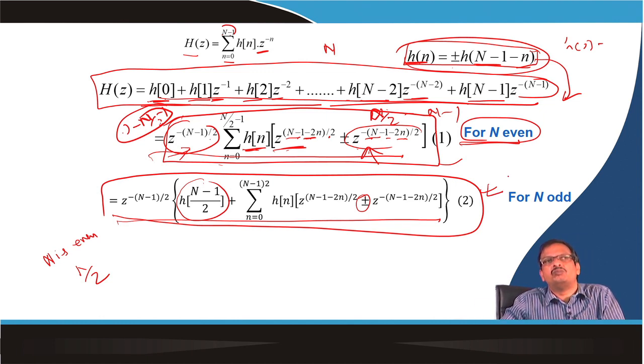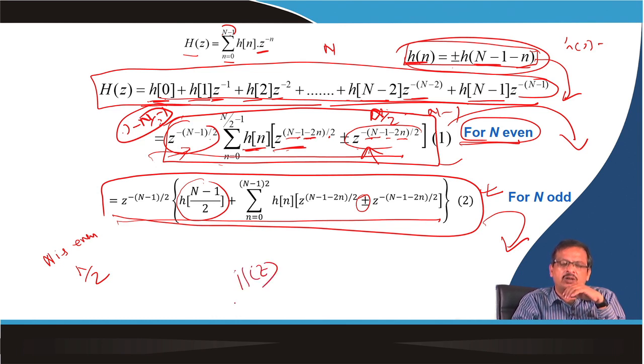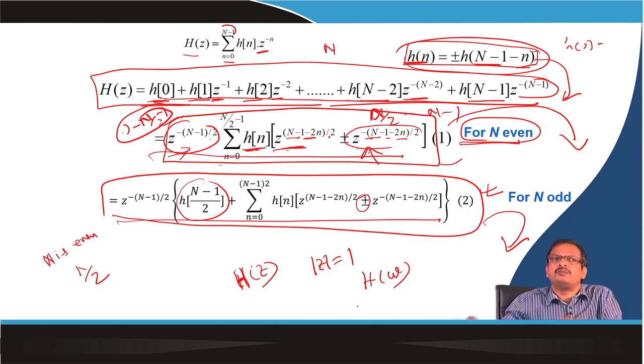In the next class, let us try to derive what is the frequency characteristics if n is even and what is the frequency characteristics if n is odd. Because if I have H(z), how do I get the frequency characteristics from H(z)? Z is nothing but a complex function e to the power j omega. So if the mod of z is equal to 1, then I get H(omega). So I put the mod of z equal to 1 condition and I derive the H(omega).